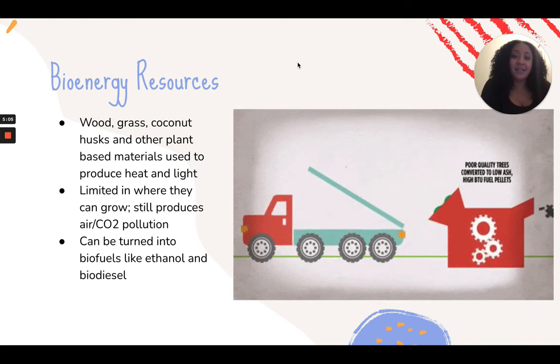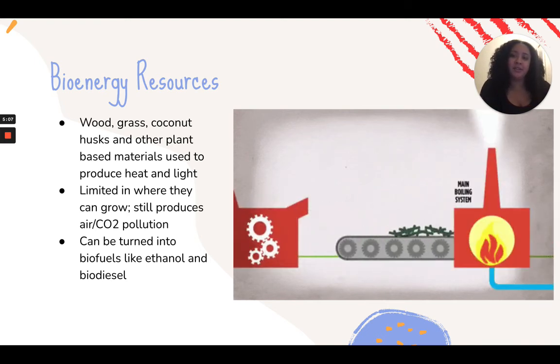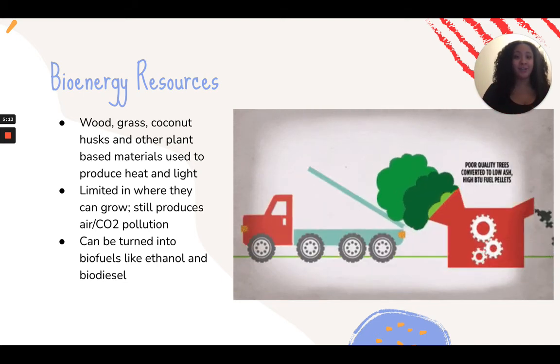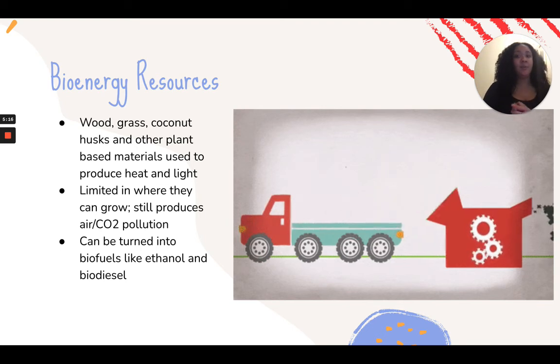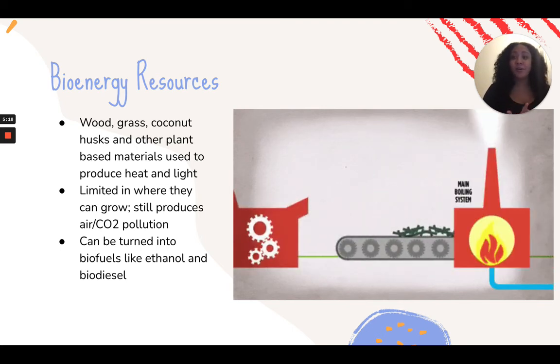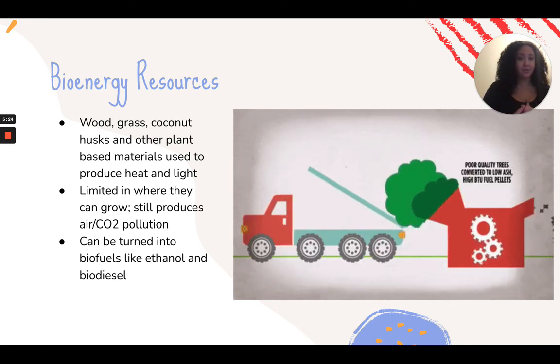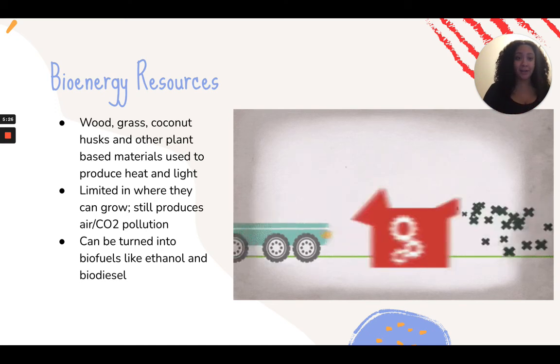Okay, lastly is bioenergy resources. The easiest way to describe it, it's basically making a fire. That's a bioenergy resource. So we take wood, grass, even coconut husk and other plant-based materials, and we use that to produce heat and light. So simply, it's making a fire.